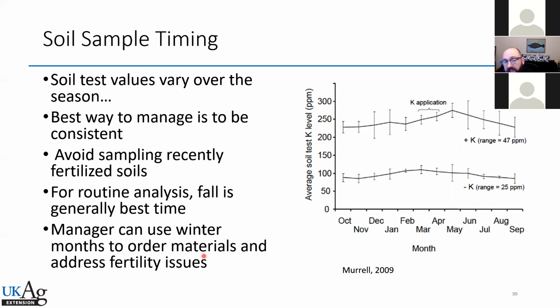But the most important thing is be consistent. Don't take it in the fall this year and in the spring 2 years from now, because you can't compare a fall sample to a spring sample, because potassium changes with the season. As that soil warms up, the potassium goes up, and as it cools down, it goes down. So that timing, just be consistent year to year. If you're a fall sampler, always be a fall sampler. If you're a spring sampler, always be a spring sampler.